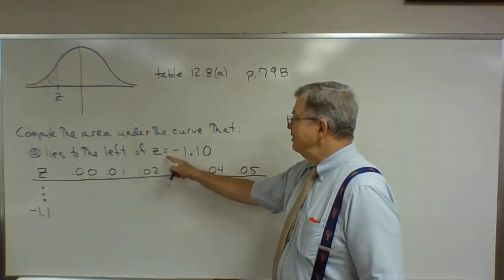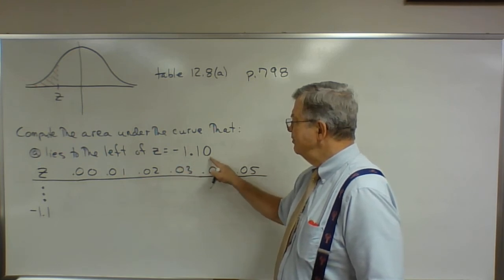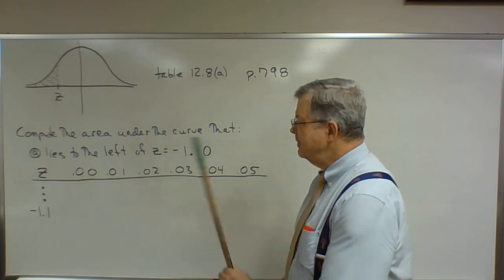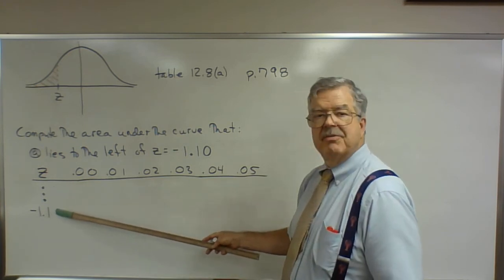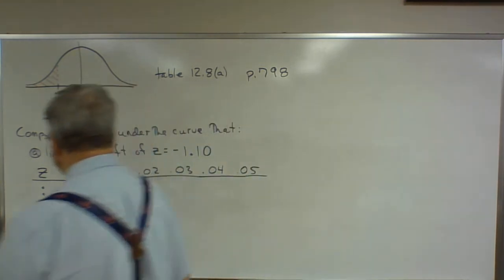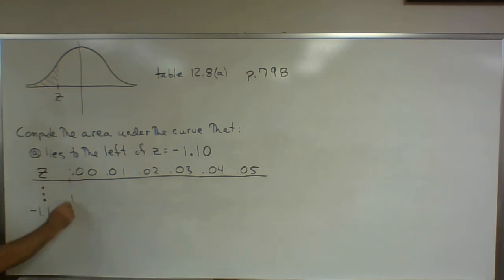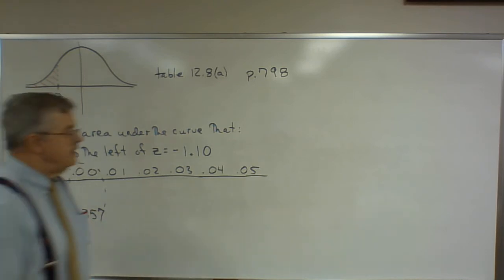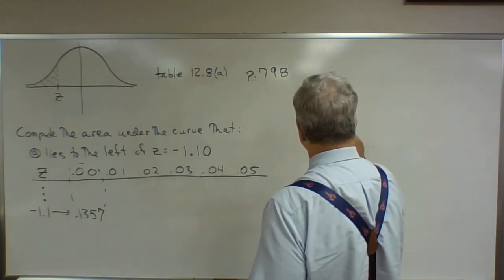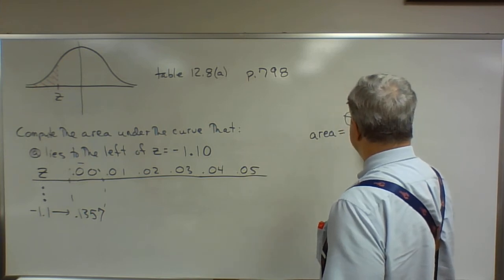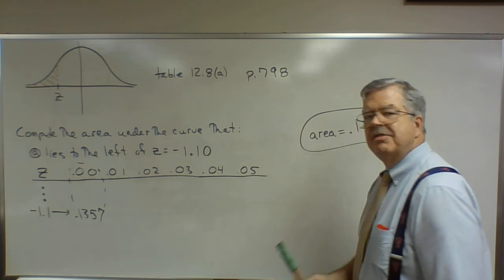So we want the area that lies to the left of z equals negative 1.10. And so we go to the z column and go down until we hit the row that's headed by 1.1. And from there we go over to the column that's headed by 0.00. So this will give us negative 1.10. And here the number that we should find is 0.1357. So the area is 0.1357.